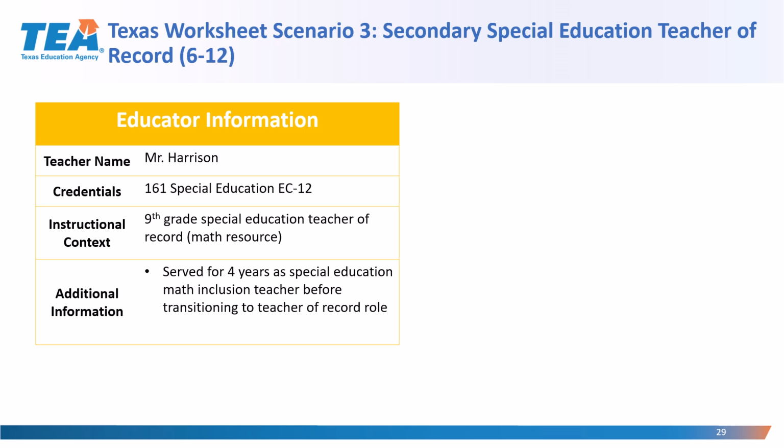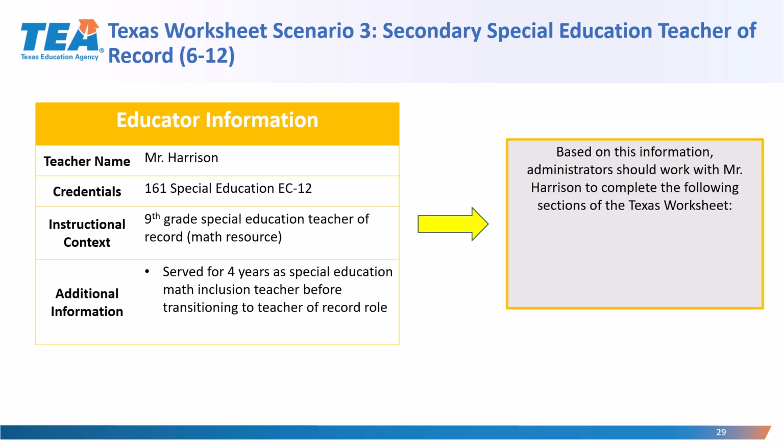Next, we'll complete a sample worksheet for a secondary special education teacher of record. Mr. Harrison has passed the 161 Special Education EC-12 exam and holds the Aligned certificate. He'll be serving as a 9th grade special education teacher of record in a math resource room. Mr. Harrison has also served for 4 years as a special education math inclusion teacher before transitioning to this teacher of record role.